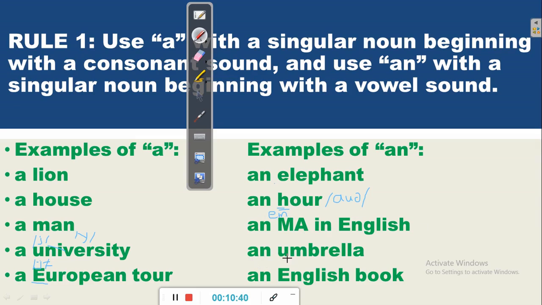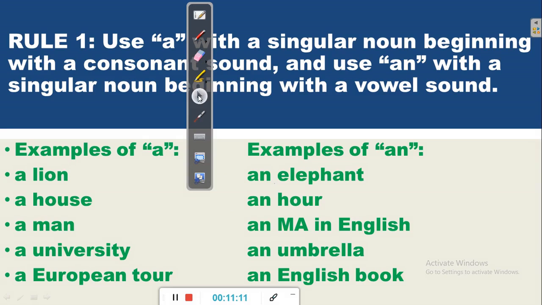Then we have an umbrella. Umbrella, this also is a vowel sound. An English book, this also is a vowel sound. So this is rule number 1, and this rule states that we have to use a with a singular noun beginning with a consonant sound, and we have to use an with a singular noun beginning with a vowel sound.